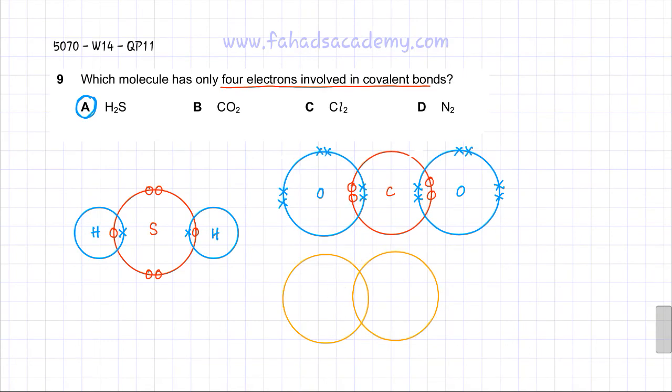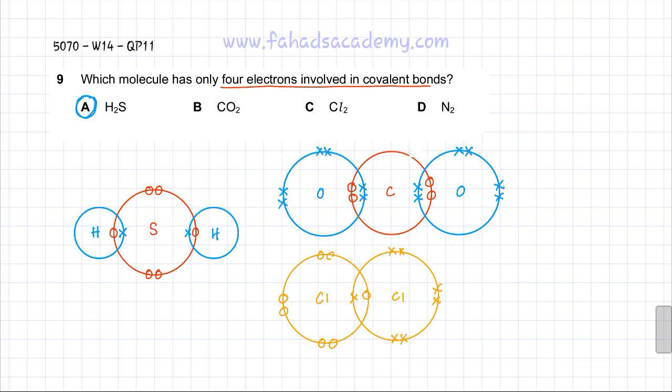So here are my 2 chlorine atoms. Cl is in group 7, so it has 7 electrons in its outer shell. It needs 1, so it's going to share just 1 electron. The other chlorine atom is also in group 7, so it has 7 electrons in its outer shell. It needs 1 electron, so it's going to share just 1 electron. If you look at the dot and cross diagram of chlorine, there's a covalent bond, but this covalent bond only has 2 electrons. So there's only a single covalent bond in chlorine. Hence option C is also the incorrect option.